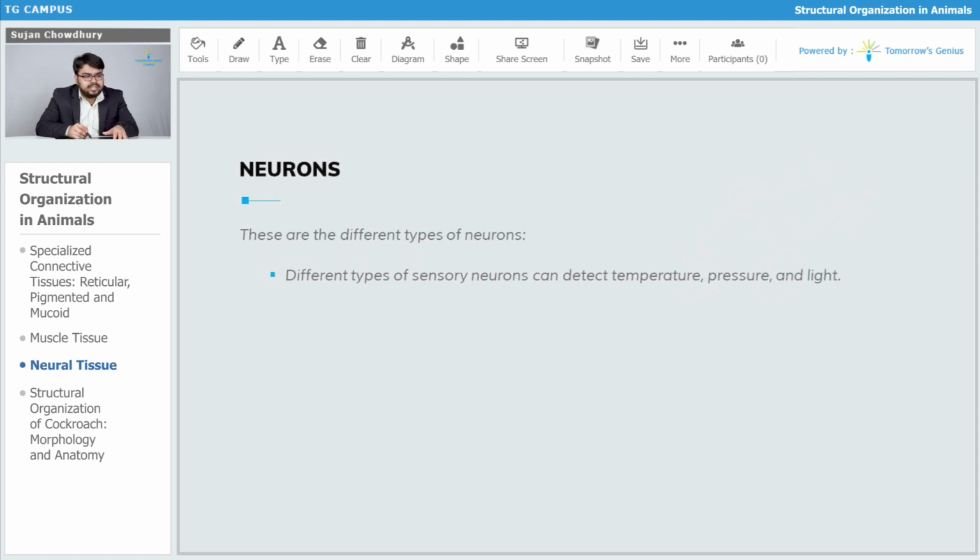Then we have different types of sensory neurons which can detect temperature, pressure and light. These are nothing but external stimuli which can be perceived by different types of sensory neurons.